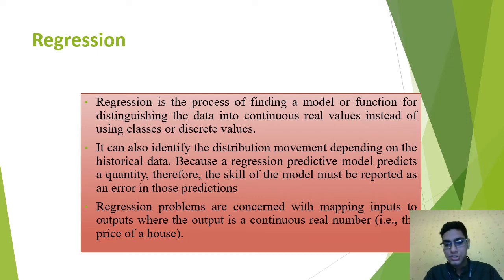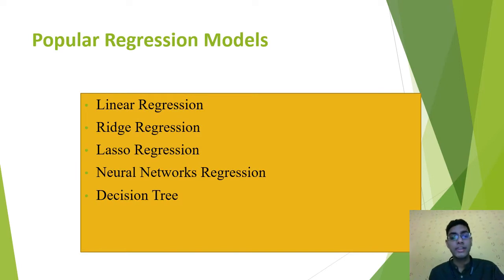Regression problems are concerned with mapping inputs to output, where the output is a continuous real number, for example, the price of a house. In regression, the output will be a continuous real number. We all know what real numbers are. So when the output is a real number, you can assume that the process used is the regression process. Now coming further, what are the popular regression models? First is linear regression, then ridge regression, lasso regression, neural network regression, decision tree.